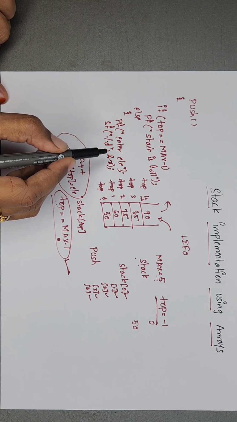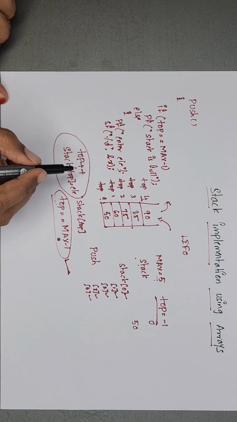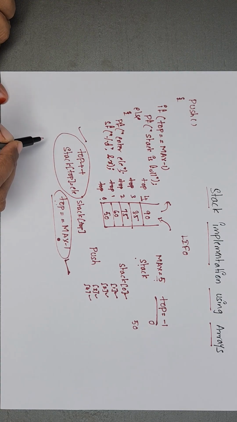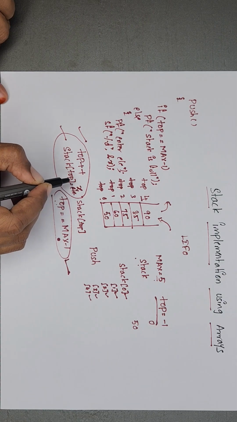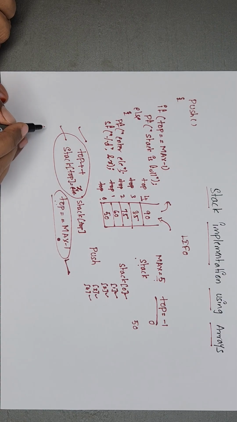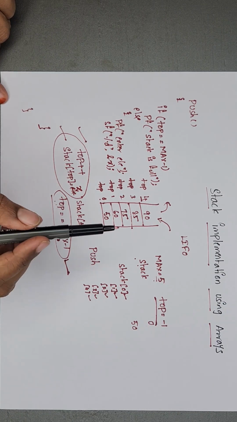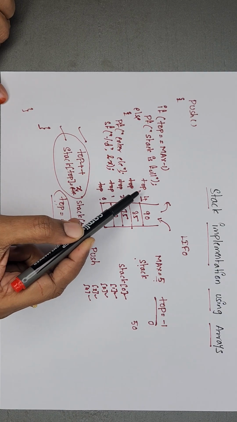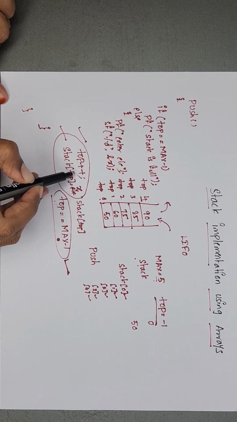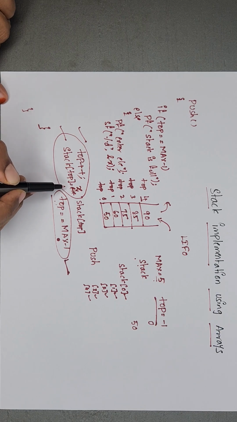That x we have to insert in the stack. Where do we have to insert? Increment the top value by 1, stack of top equals x. So this x is assigned to stack of top. This is about the push function. Very simple. If it is full, you cannot insert the element. Otherwise always increment top by 1, and in that location, stack of top equals x.